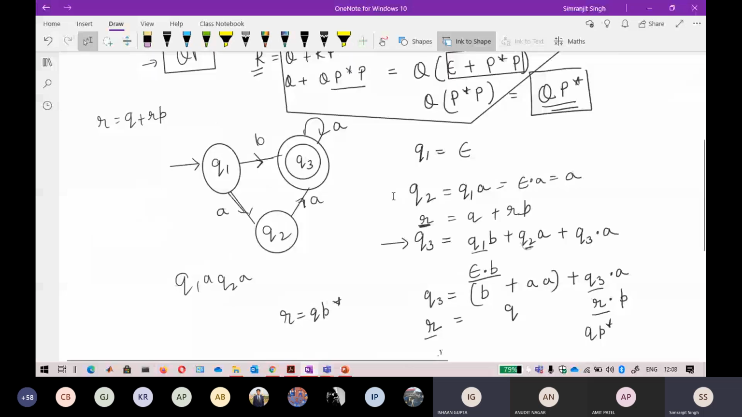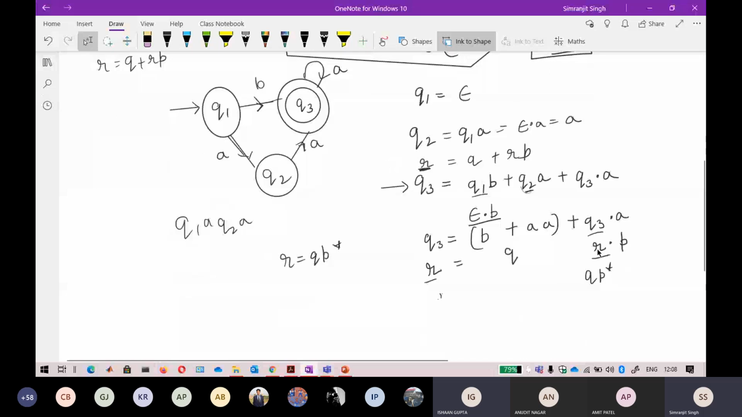Again, you can store the value of QP star here, and again follow the same procedure that is done in the starting. That will again lead to QP star. So if we know the solution, why again do the calculations? That is why I've shown you in the starting. Is there any other doubt?